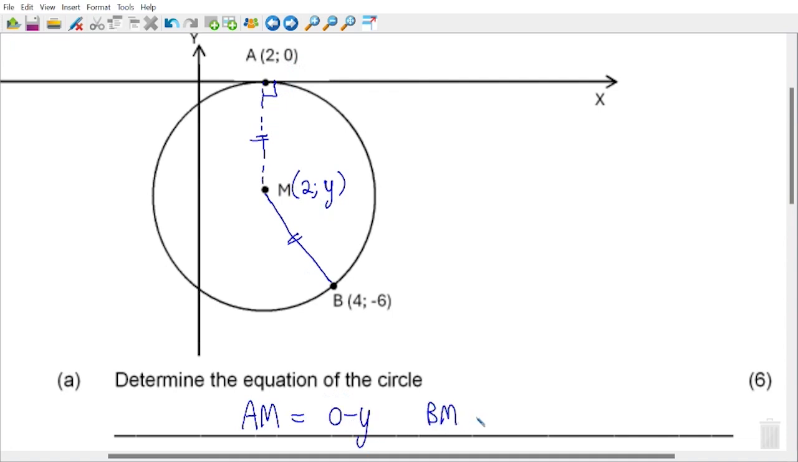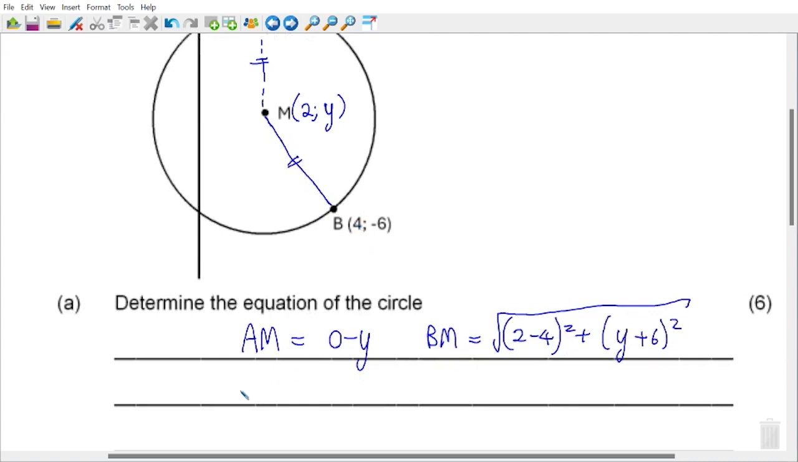BM is actually the square root of (2 minus 4) squared plus (y minus 6) squared. I'm using my distance formula. Okay, and those two distances must be equal. In other words, negative y must be equal to the square root. Now this is 2 minus 4, it's negative 2, squared is 4, and this is y plus 6, all squared.